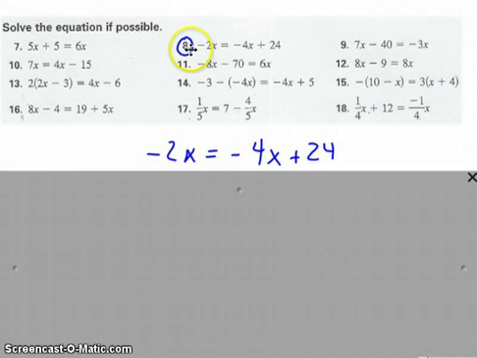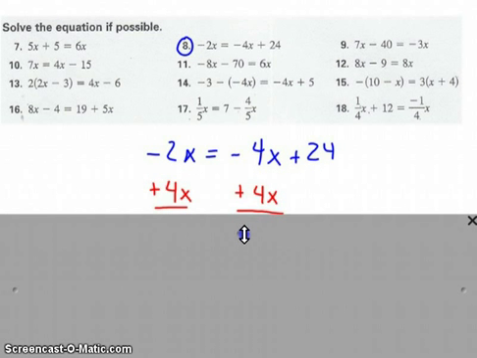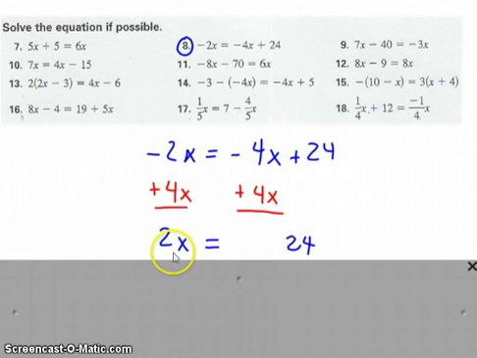This time I'm going to work out number 8 here. I've rewritten it here. Once again, I've got x's on both sides, and when I just have the one constant, like I do here, I'd rather move the x's together away from the constant. So I add the 4x to both sides. That means I'm going to have 2x on the left. It means these will cancel, and I'll still have 24 on the right. So now I've got 2x equals 24.